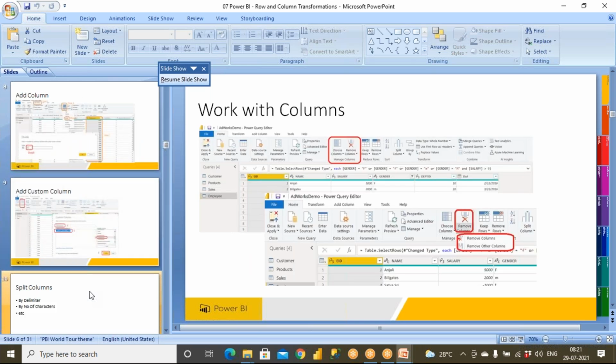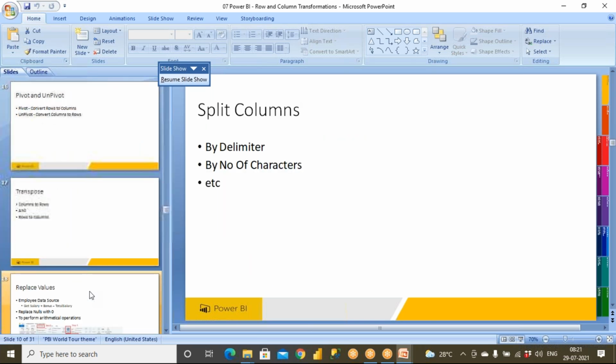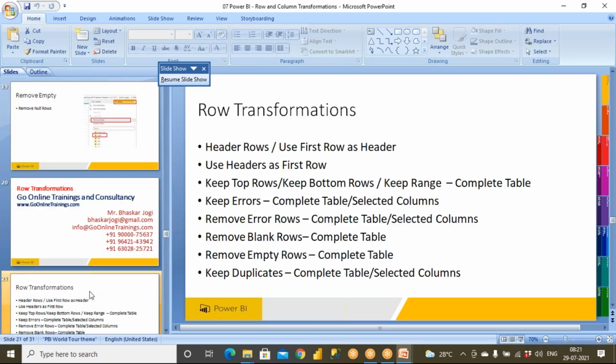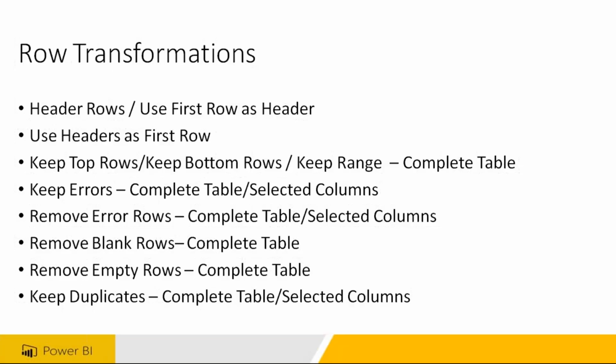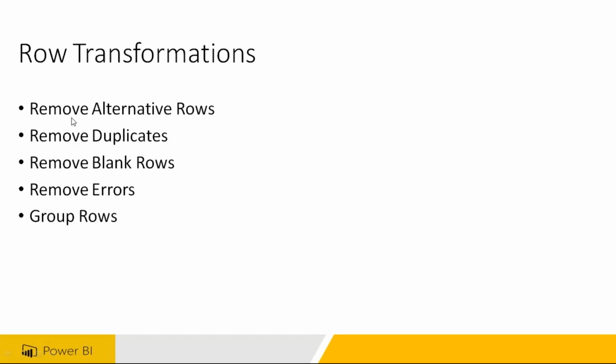I don't want to take this. I will give you one video. Okay, so row transformation, this is what. Okay, header rows, use header. These are very, very simple basic options. All these are keep duplicates. I'll give you one small video. Remove alternative rows, remove duplicate rows, remove blank rows, remove errors, group by clause. I'll give you one simple video. You watch them and practice them.